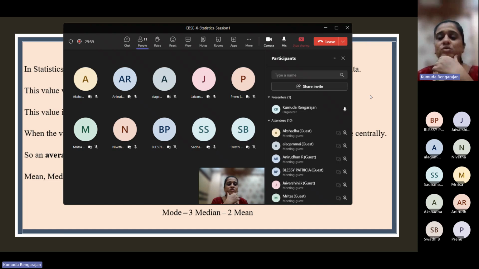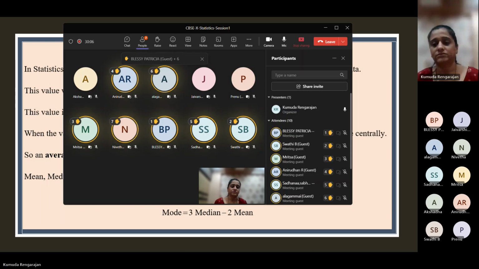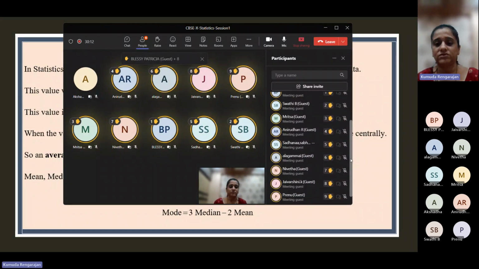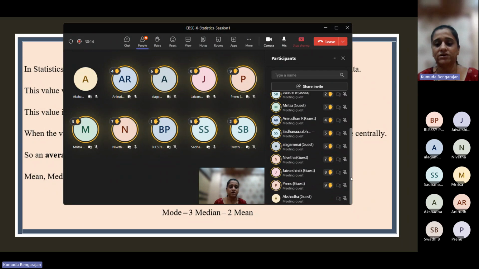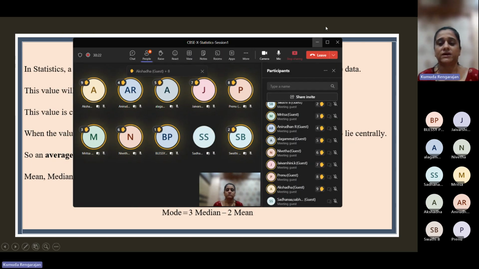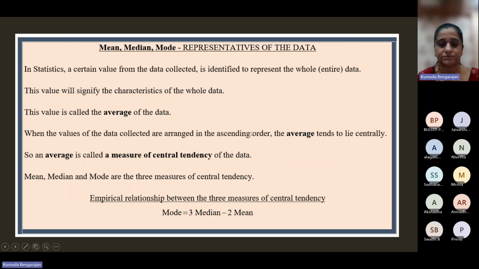Children, use the emoji, raise your hand. Use the raise hand option and raise your hand, children. Blessy, Swati, Mritsa, Aniruddhan, Sadhana, Sabarna, Aragamai, Niveda, Jayvarshini, Prenu, Nakshata. All right. Thank you, children.